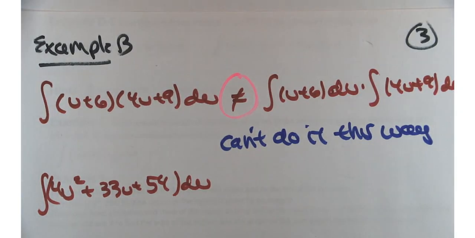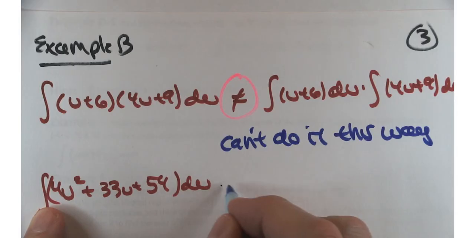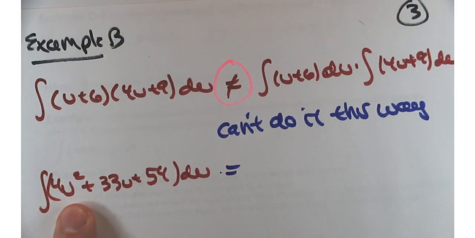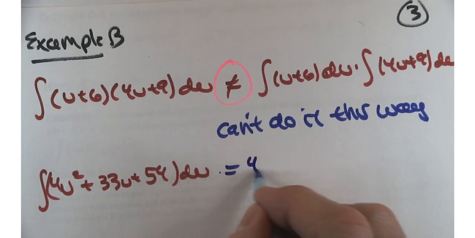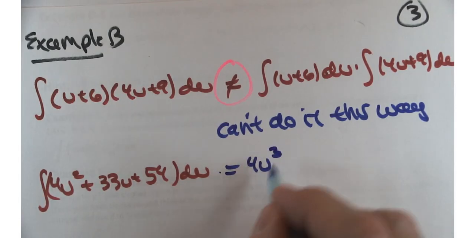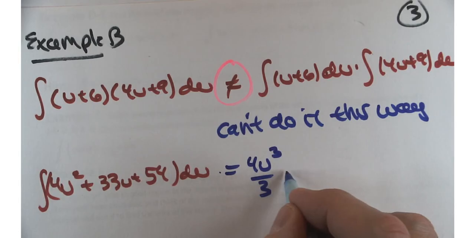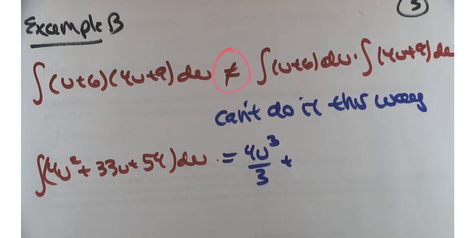So now we can find the antiderivative of this. So let's see about that. Let's do it term by term. Add 1 to the exponent, divide by that same exponent. It's going to give you 4u to the 3 over 3. How about the middle term? What do we got going there?